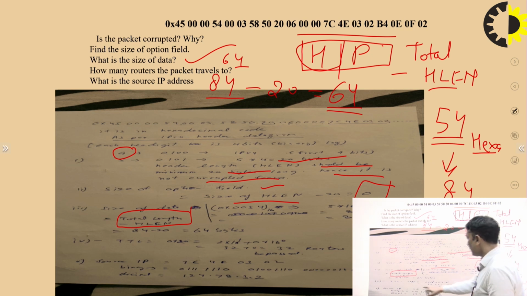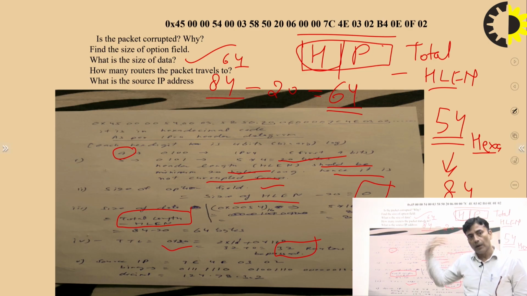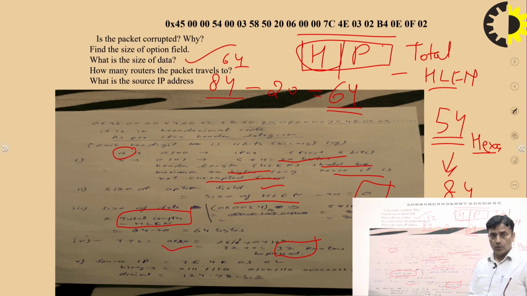So here the TTL value given is 20, in hexadecimal. When we convert it into decimal, that will be 32. So the answer to how many routers the packet travels through is 32 routers. TTL value 20 means 32 in decimal, so the packet can travel through 32 routers.